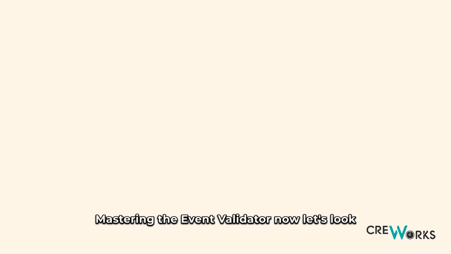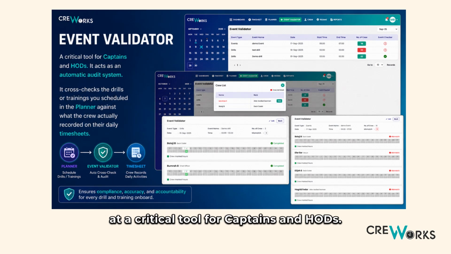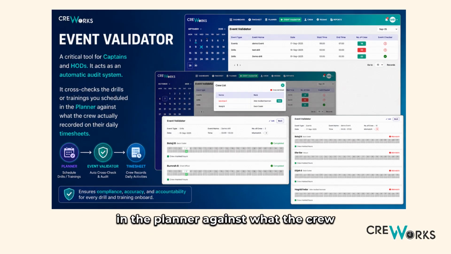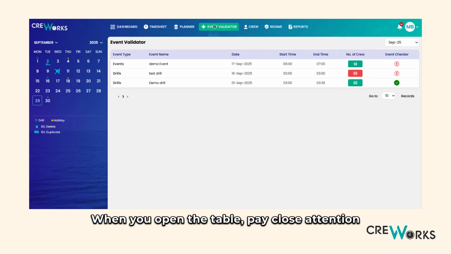Mastering the Event Validator. Now let's look at a critical tool for captains and HODs, the Event Validator tab. This page acts as an automatic audit system. It cross-checks the drills or trainings you scheduled in the planner against what the crew actually recorded on their daily timesheets. When you open the table, pay close attention to the number of crew column. You will see either a green or a red indicator box.